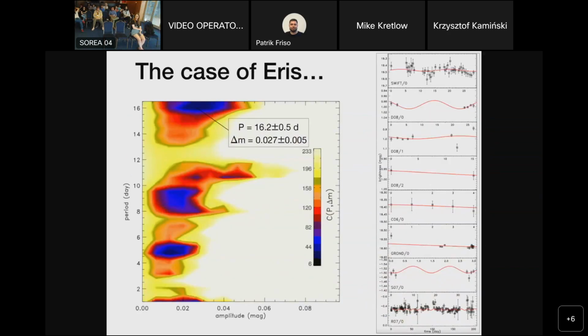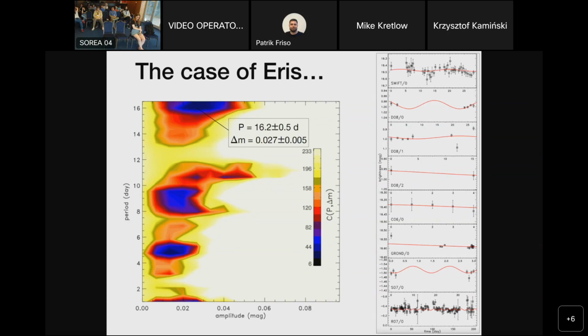And when we ran this for the real data, of course, it's much more structured than the simulated one. But the deepest minimum is at 16.2 days, very close to the tidally locked rotation. So it says that it's very likely a tidally locked system. Yeah, here are some fits, just a sample from this whole thing.